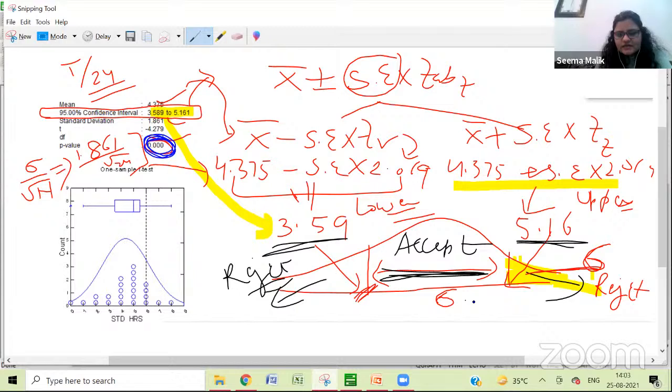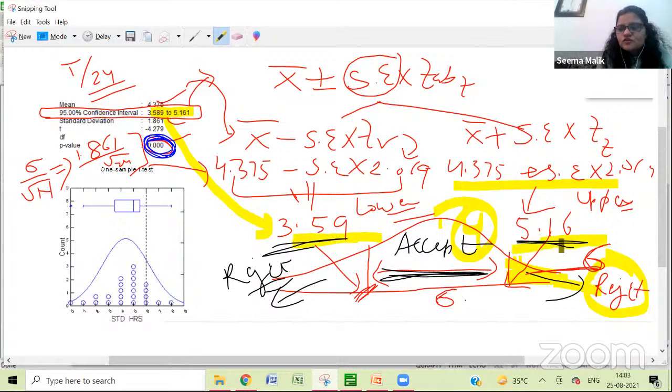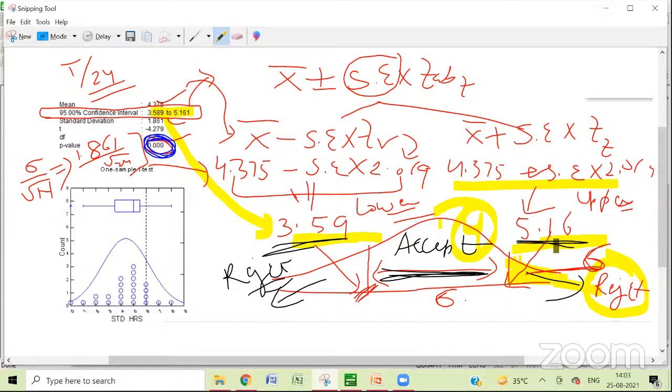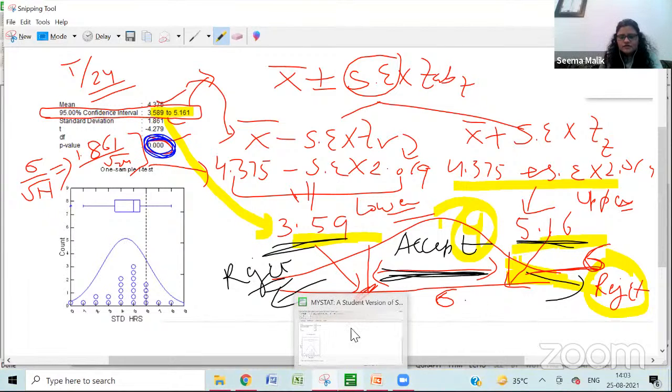Let me check something. Suppose I want to check another value, that is 4 instead of 6. So what would my results be? I'm sure, because 4 lies between 3.59 and 5.16, my hypothesis would be accepted. So you can test it over here.